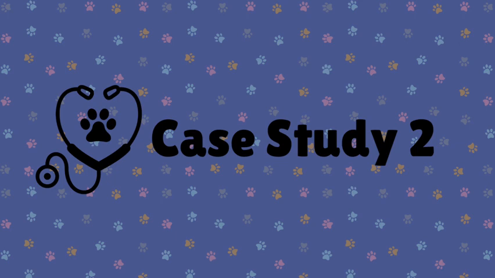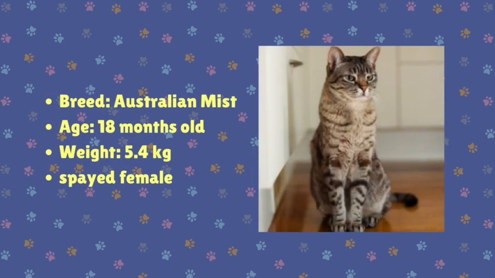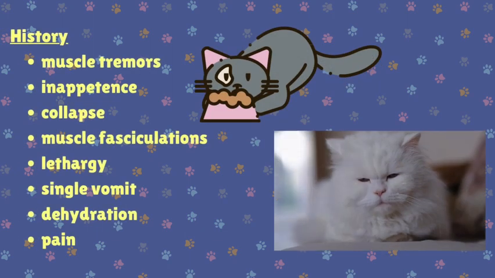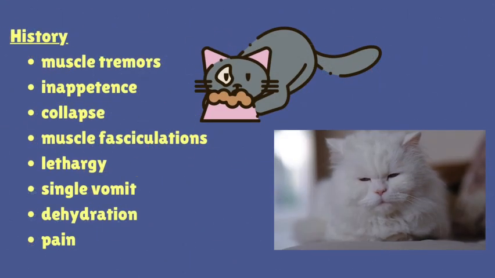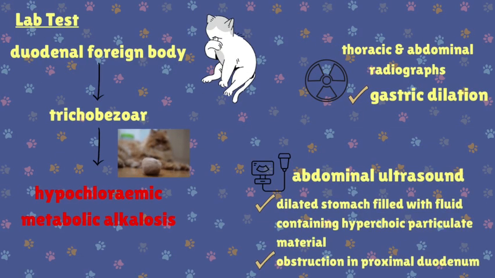Move on to case study 2. An 18-month-old female spayed Australian Mist cat weighing 5.4 kg, housed indoors with no known exposure to toxins. Within 24 hours, the cat experienced muscle tremors and inappetence, progressing to collapse with generalized muscle fasciculations. It also experienced lethargy, a single vomit, dehydration and pain. Lab tests found a hypochloremic metabolic alkalosis due to a duodenal foreign body found to be a trichobezoar.